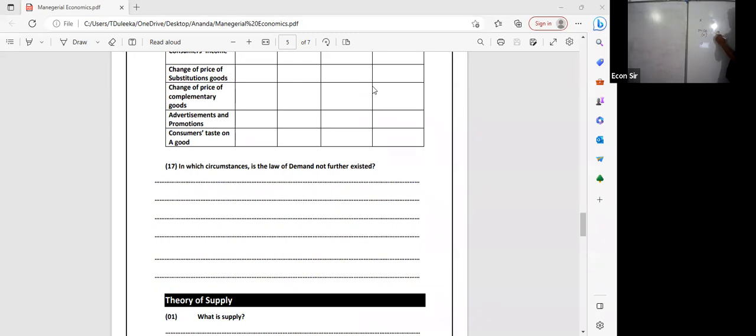Quantity demanded is 50, maybe kilo or liter or meter, whatever it is, don't worry about it. Then the price goes up. Then the consumers are thinking, when the price is going up, the quality of the goods also will go up.